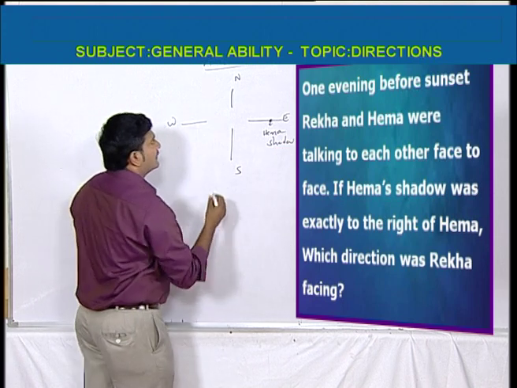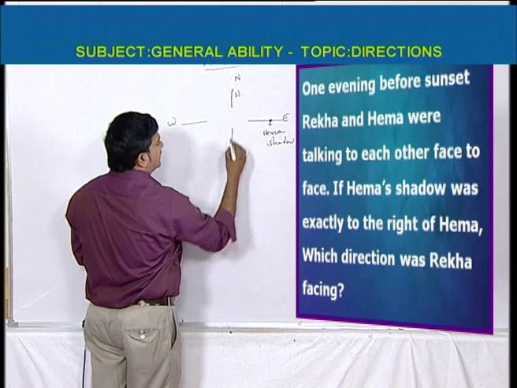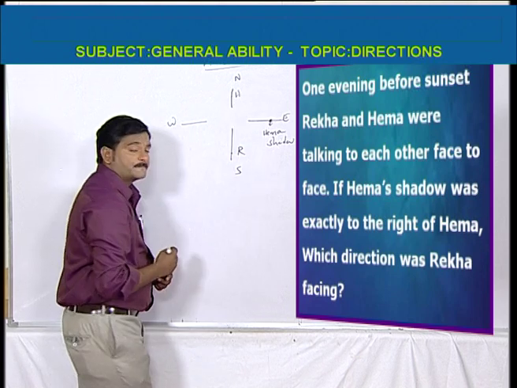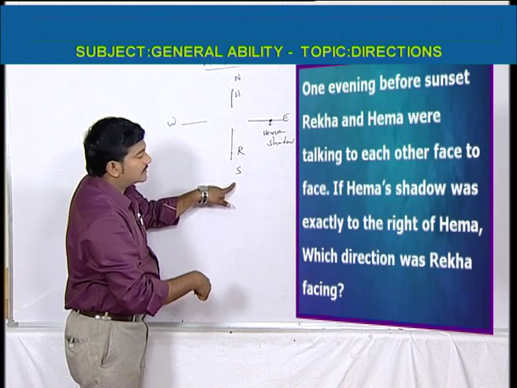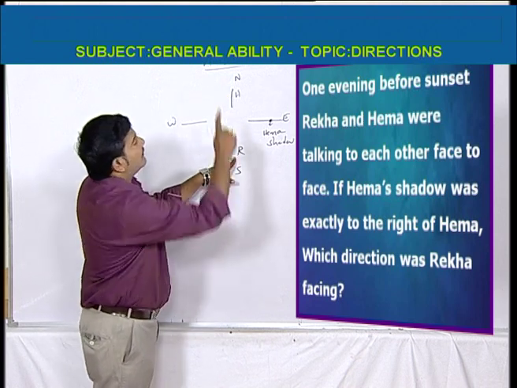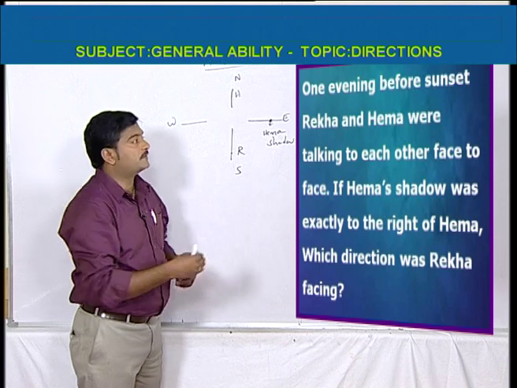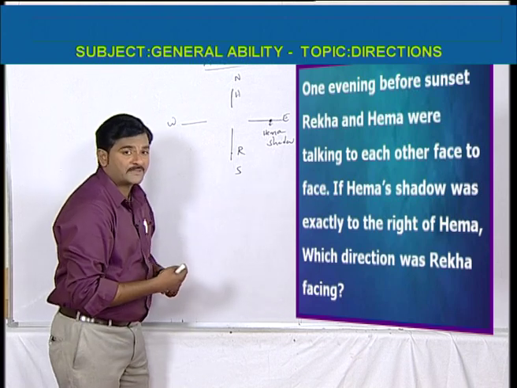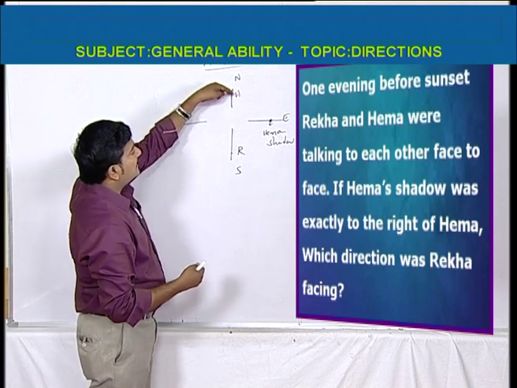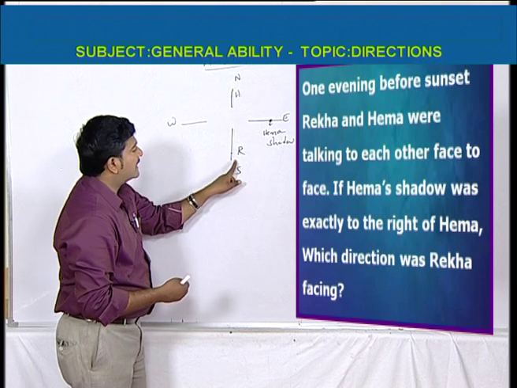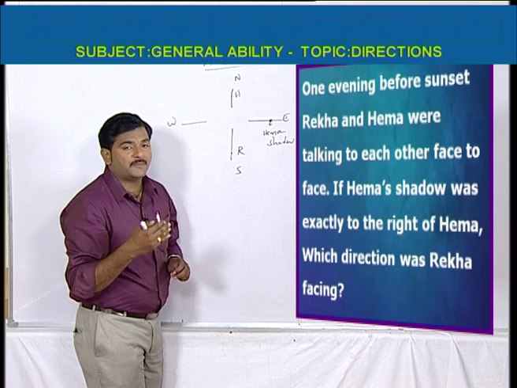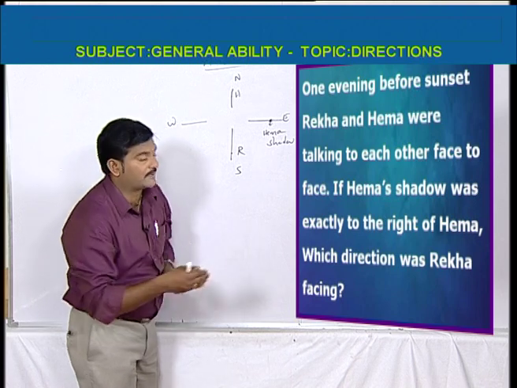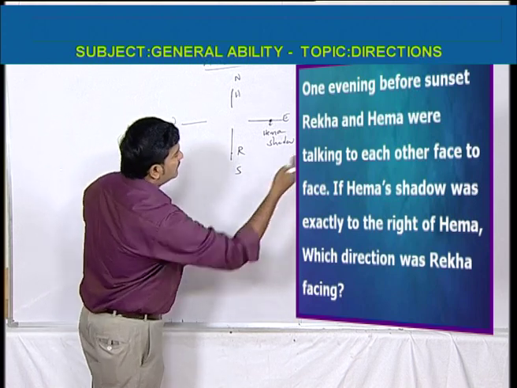Now we will fix roughly. For example, I am fixing Hema here and Rekha here. What does it mean? Hema is looking towards south, whereas Rekha is looking towards north, because they are talking to each other face to face. That is a condition. If Hema is towards south and Rekha towards north, now the question says Hema's shadow is to the right of Hema.